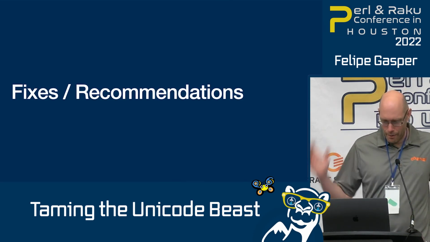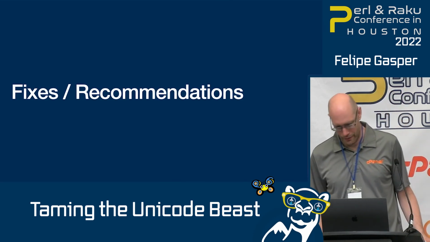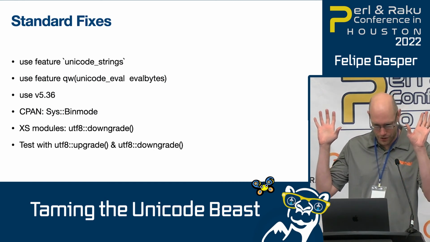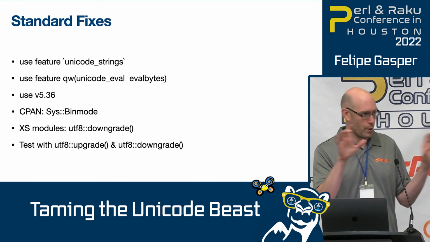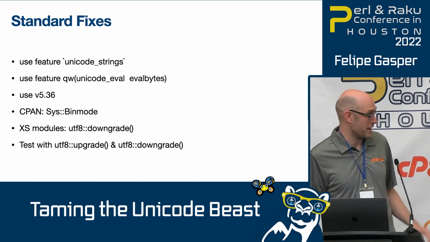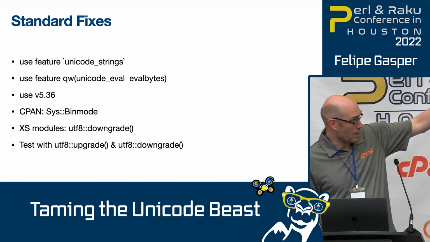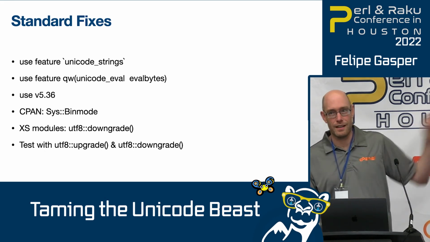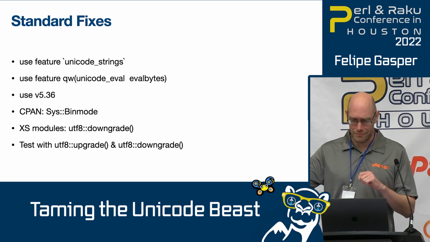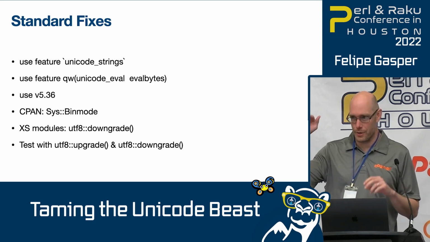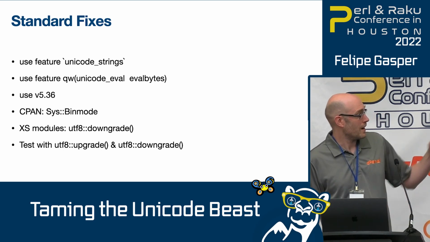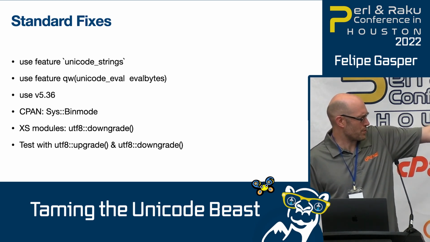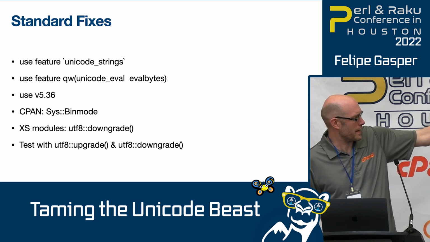So anyway, I've given you a bunch of fixes and recommendations along the way, but this is kind of a standard list of everything that I would say things should use in order to be clear of UTF-8 and Unicode problems. Firstly, always use the Unicode strings feature, always use Unicode eval and evalbytes. These avoid some of those when Unicode doesn't happen problems. Use 5.36. I think that actually includes those other features. Gosh, I wish I'd thought of that when I made the slide.